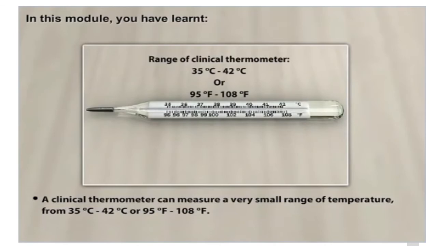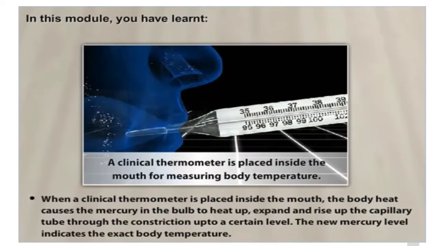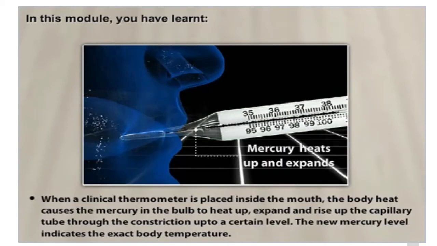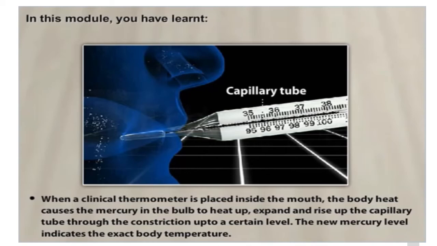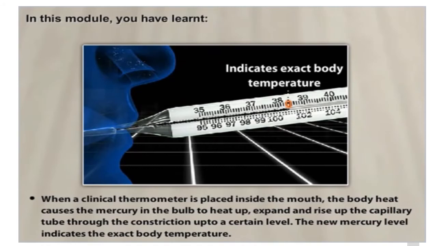A clinical thermometer can measure a very small range of temperature ranging from 35 degrees Celsius to 42 degrees Celsius or 95 degrees Fahrenheit to 108 degrees Fahrenheit. When a clinical thermometer is placed inside the mouth, the body heat causes the mercury in the bulb to heat up, expand and rise up the capillary tube through the constriction up to a certain level. The new mercury level indicates the exact body temperature.